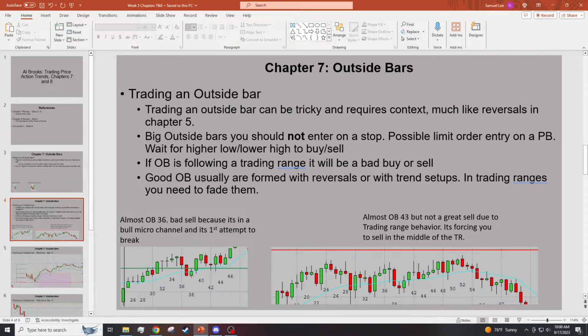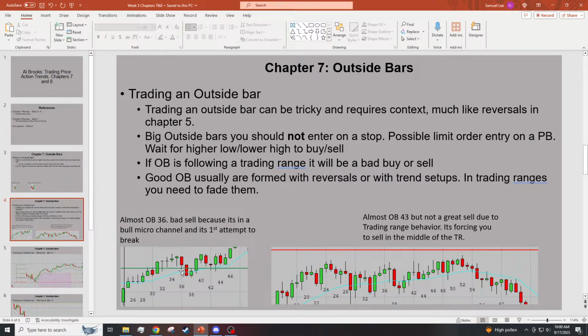If the outside bar is following a trading range, it will be a bad buy or sell. And there's two examples here that I pictured. So, we go up, create a bull channel. To me, bar 36, almost outside bar, is the first attempt. Maybe some people would argue that bar 30 here is the first. Either way, 2 attempts is usually not good enough to break a bull micro channel or just a channel in general. So it's a bad sell here, right?